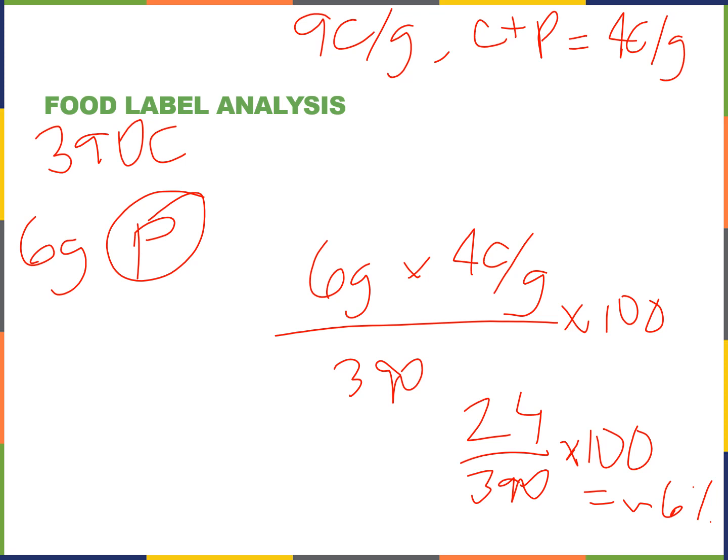Again, we're going to do for fats, 9 calories per gram, and carbs and proteins, 4 calories per gram. So you'll be calculating out percent calories from each of those macronutrient categories.